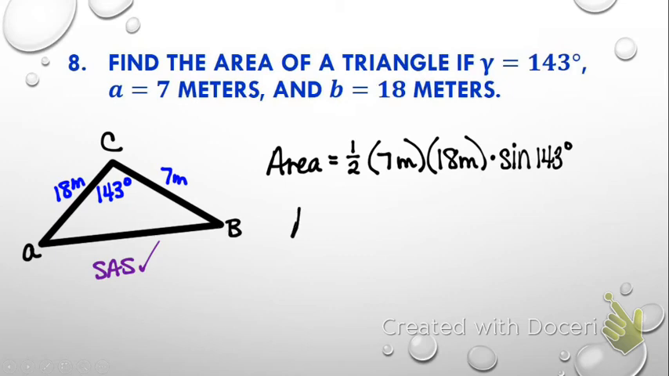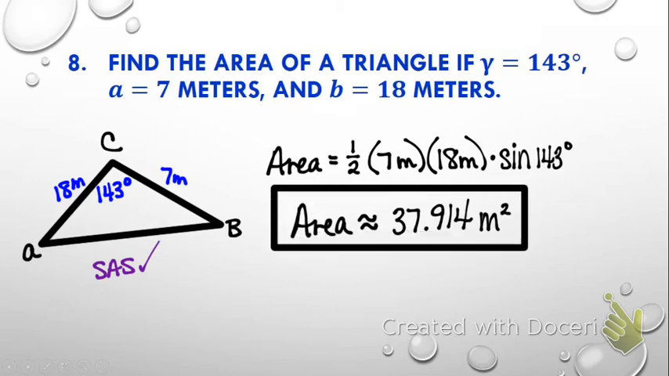What's our area? How much? 0.914. Remember, always take it out to 3 places for me, unless that is not possible. Do we need units on this? Meters squared, because remember we had meters times meters, so that's going to be a meters squared. So far, so good? Let's do another one like this.